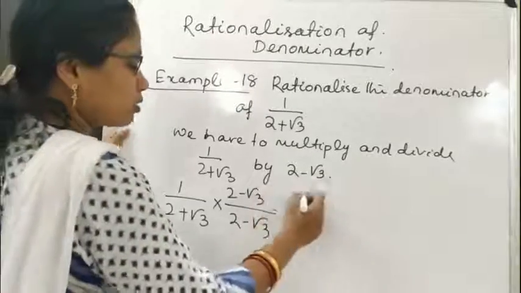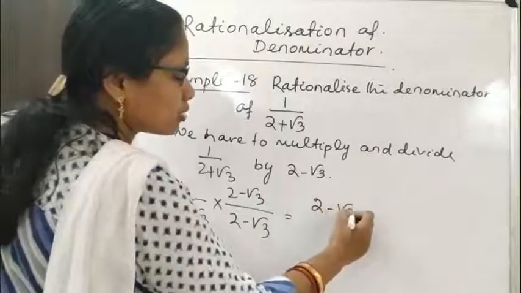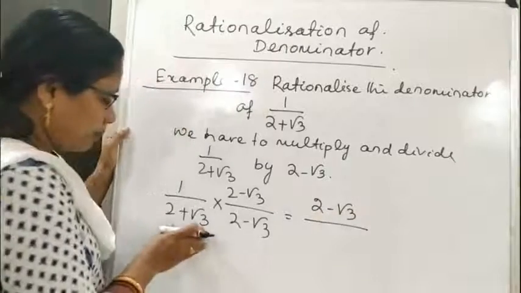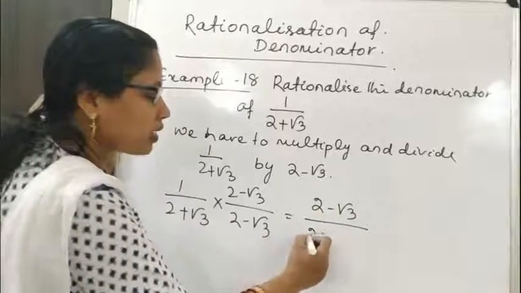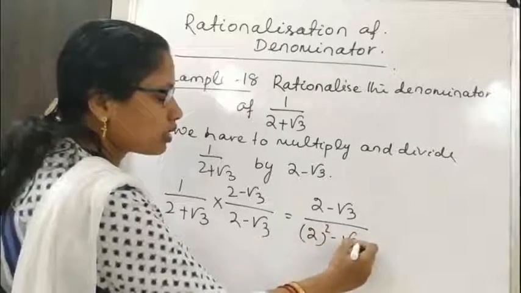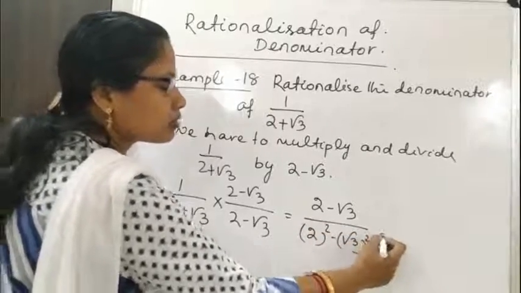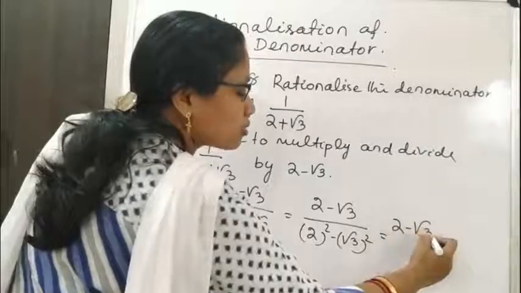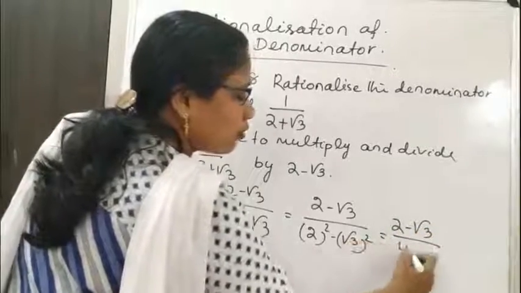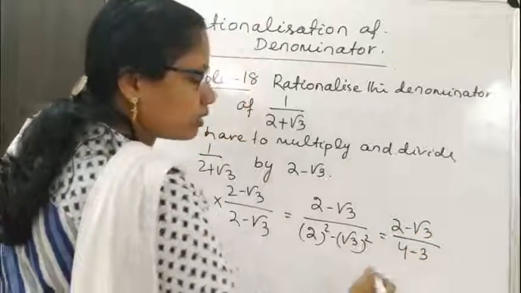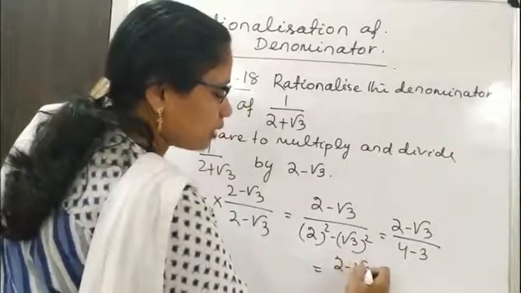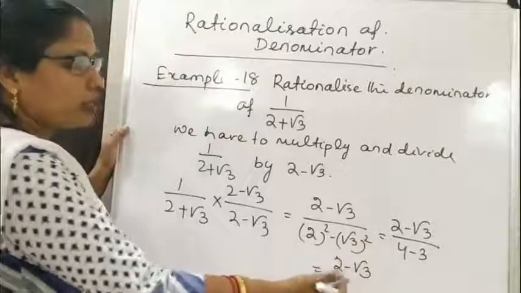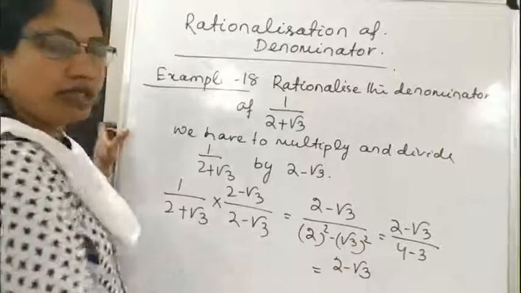So this is equal to 2 minus root 3 divided by a plus b whole into a minus b. So that is equal to a square minus b square. So this is equal to 2 minus root 3 by 4 minus 3. So 4 minus 3 is equal to 1. So this is equal to 2 minus root 3. So here the denominator is 1. So that is rational.